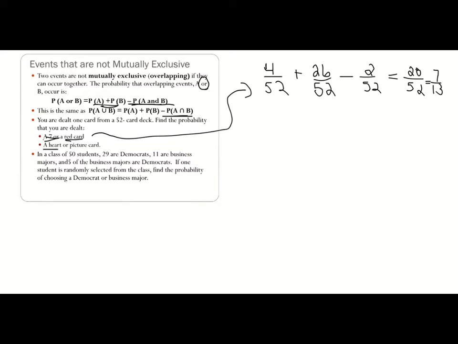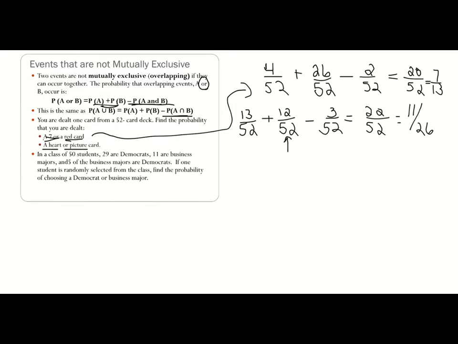All right, next we have a heart or a picture card. There are 13 out of 52 hearts, plus picture cards, which remember are Jack, Queen, and King, and there are 12 out of 52. But the 12 picture cards that I included also include 3 of the hearts: the Jack of Hearts, the Queen of Hearts, and the King of Hearts. So I have to subtract 3 out of 52, my overlap. When I do the math, that gives me 22 out of 52, which simplifies to 11 over 26.